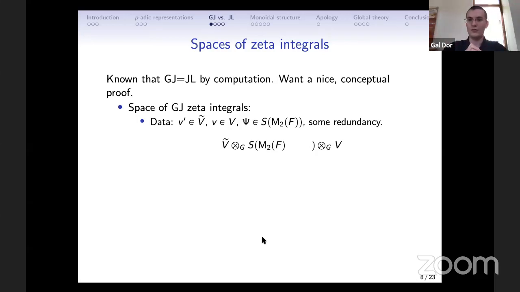So we need to be able to explicitly state exactly what is the data that goes into defining a Godement-Jacquet L function, and then associate to it explicitly what kind of data goes into the Jacquet-Langlands L function. Hopefully, when we write these pieces of data precisely, they will be the same somehow. So indeed, we have data, which is a covector, a vector, and a test function. Unfortunately, this combination has some redundancy.